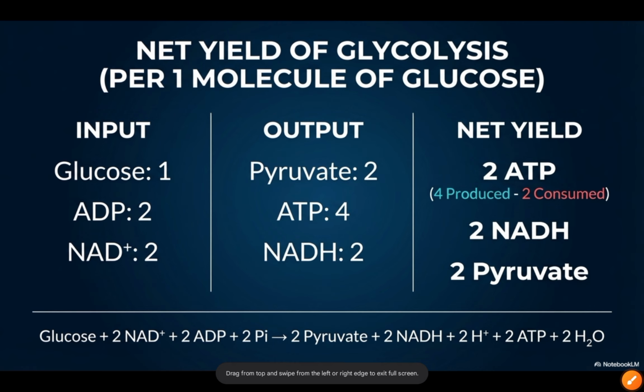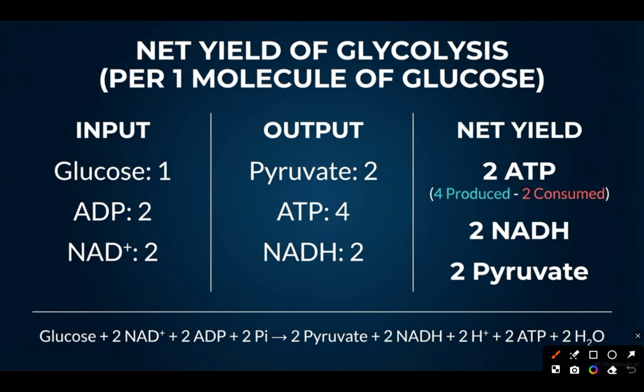Now, what else? We added 2 molecules of ADP and we produced 4 molecules of ATP and 2 molecules of NADH, which is now going to the mitochondria to produce much energy. We convert NAD positive to NADH, 2 of them, and 2 pyruvate. So what is our net yield? Our net yield is 2 ATP, 2 NADH and 2 pyruvates.